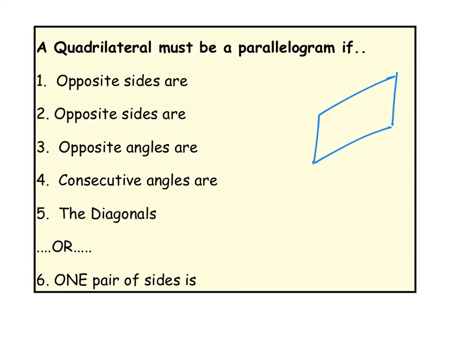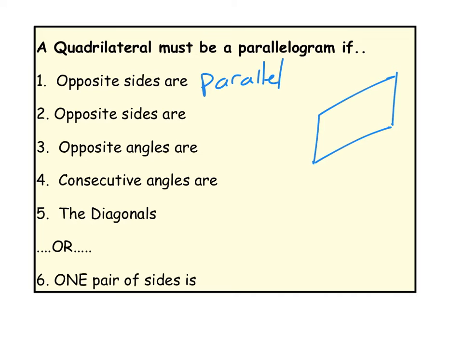How do we know if something is a parallelogram? If we've got a four-sided shape, we know it's a quadrilateral, but how do we know it's a parallelogram? Well, we've investigated some ways, and so far we know that if the opposite sides are parallel, that's good enough because that's just the definition. So if we know these sides are parallel and these sides are parallel, well, of course it's a parallelogram, right? So that's the first reason.